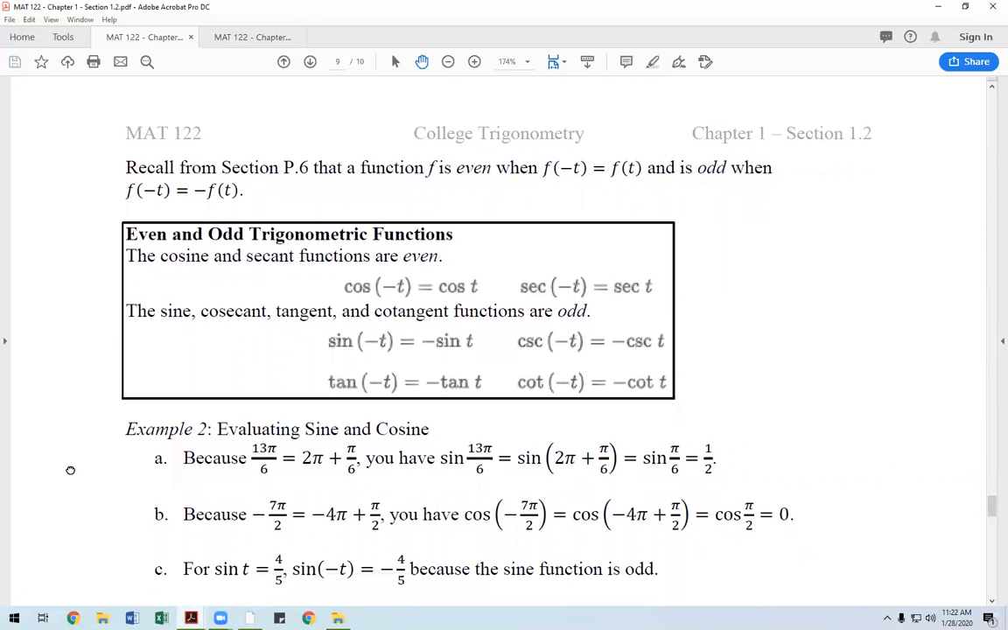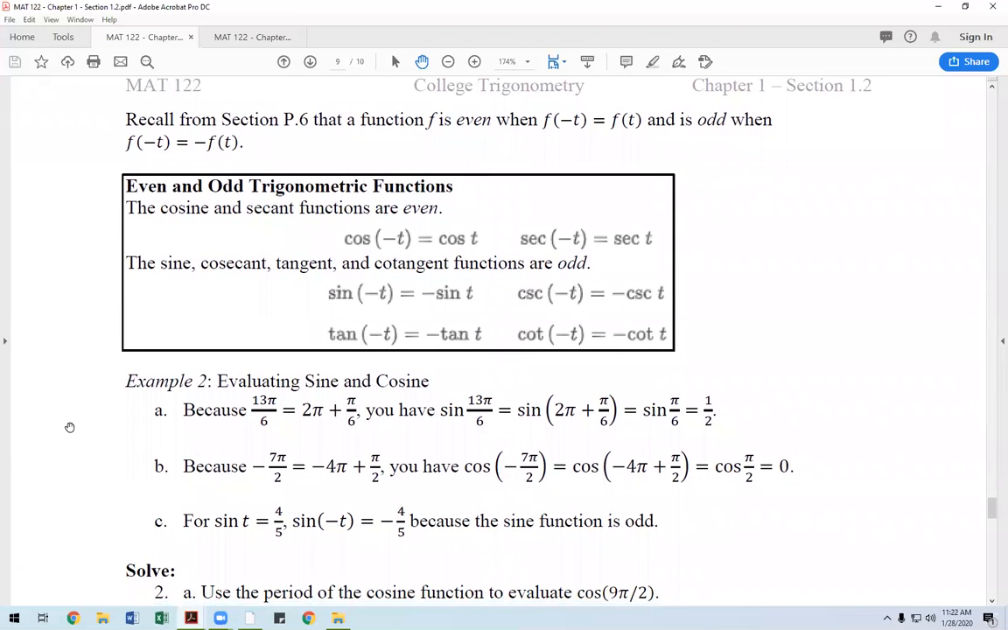So I just want to look at these examples really quickly. We're talking in terms of the periodic nature of these functions, but then also talking in terms of odd and even. So if I'm looking at the value 13 pi over 6, you can actually rewrite it in this form of 2 pi plus pi over 6. Can you tell me how they came up with 13 pi over 6 as equal to 2 pi plus pi over 6? What did they do?